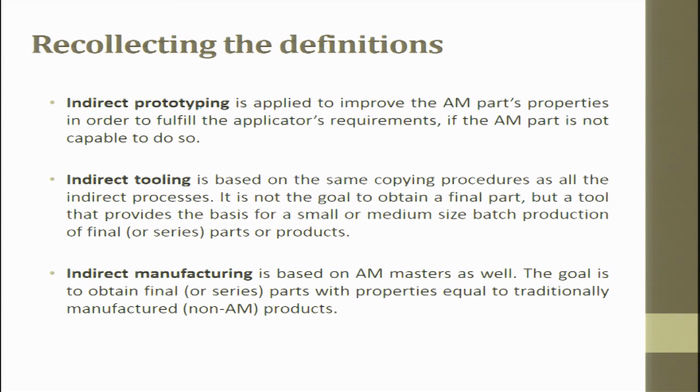Then indirect prototyping, indirect tooling and indirect manufacturing was the last phase we saw. Indirect prototyping is applied to improve the additive manufactured part's properties in order to fulfill the applicator's requirement. If the additive manufactured part is not capable of doing so, we use indirect prototyping. Then indirect tooling is based on the same copying procedure as all the indirect processes do. It is not the goal to obtain a final part, but a tool that provides the basis for small or medium sized batch production of final parts, which is indirect tooling.